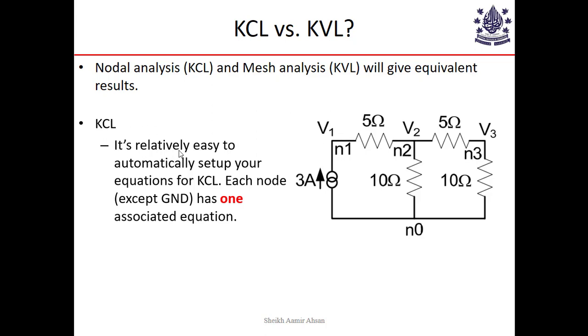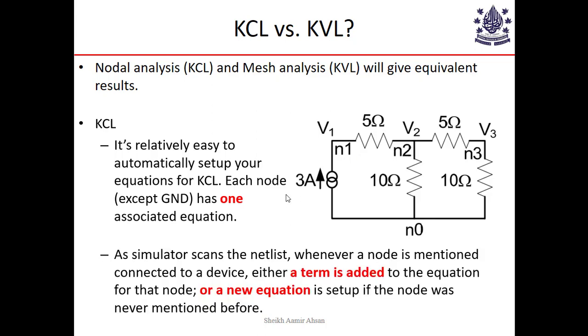Now let's start with the KCL case. Here, as we know, it is very straightforward to set up these equations at each node. For example, in this case we have three nodes in this circuit in addition to the ground node, right? We are going to see the nodes that are in addition to your ground. So each node will have one equation, that much is understood.